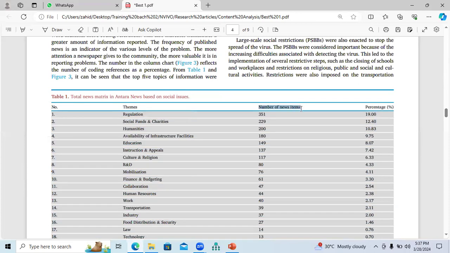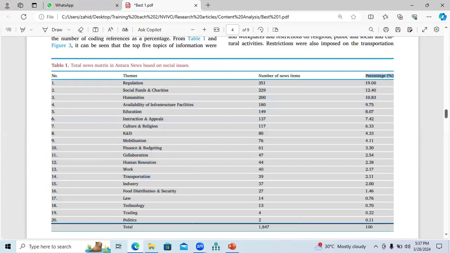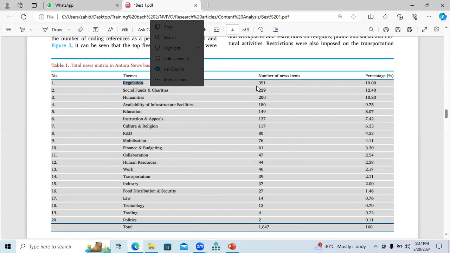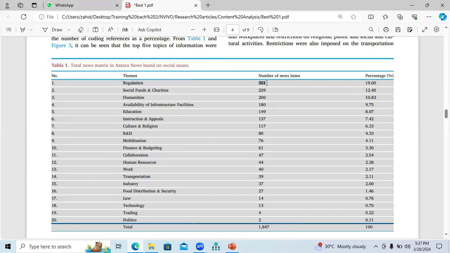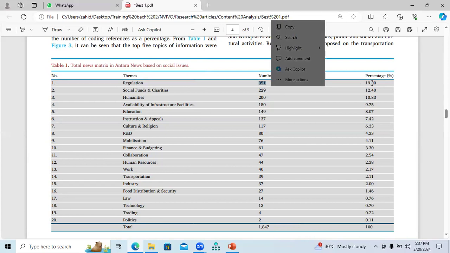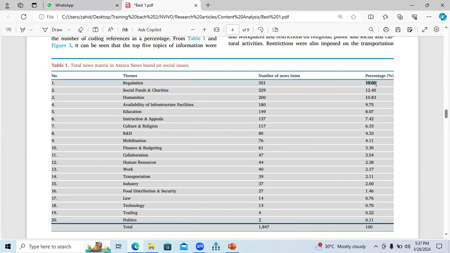They have identified the number of news items and their percentage. If you see here, the highest percentage in these news was about regulation. It was identified 351 times during that period, and its percentage is approximately 19 percent.